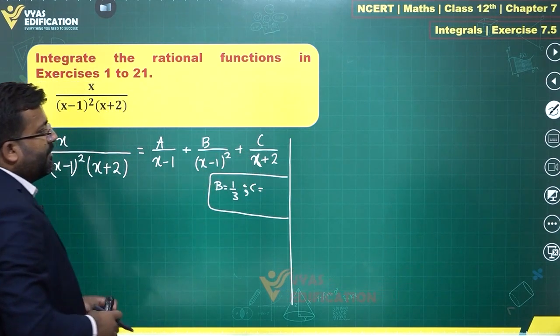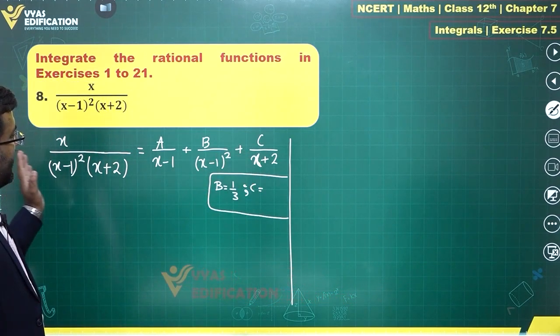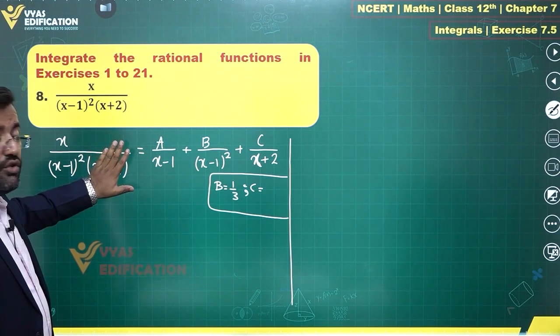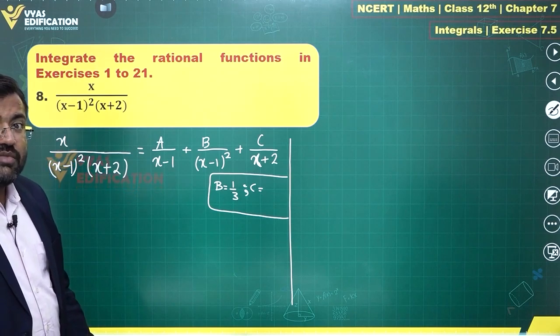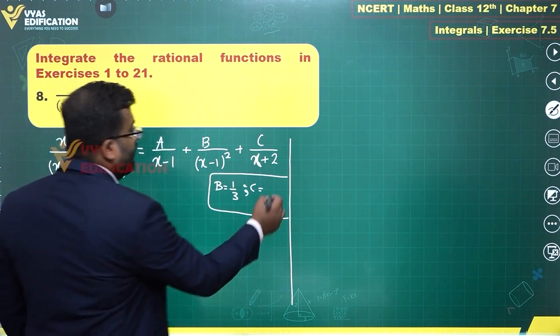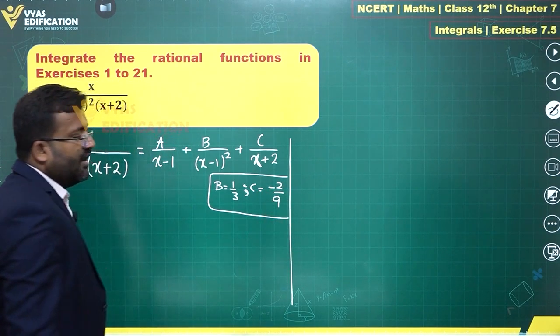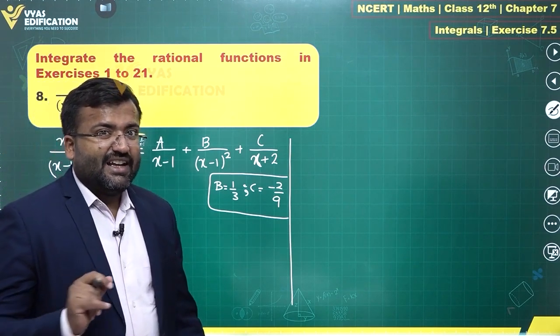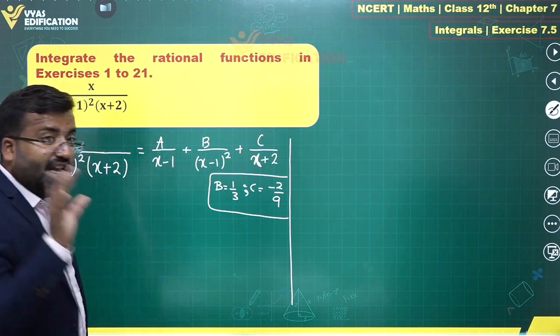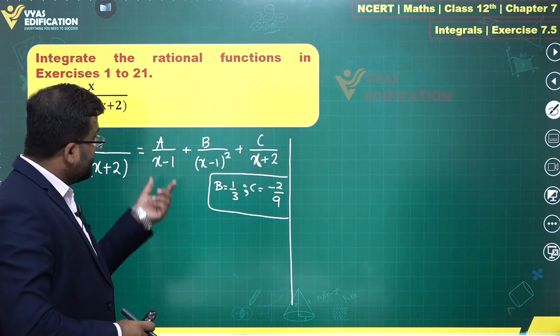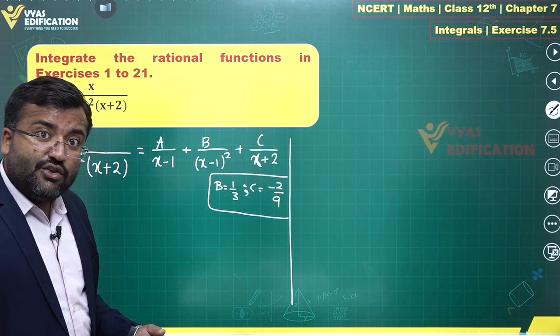C can be found by multiplying with x plus 2 throughout, and then substituting x equal to minus 2, we will get minus 2 over, this is minus 2 minus 1, which is minus 3 square, is 9. So C will be equal to minus 2 upon 9. Something which you can do directly, right, by using the shortcut ideas which you have discussed in the previous questions. But here, the other important thing which remains is A. So can you find A using that approach?